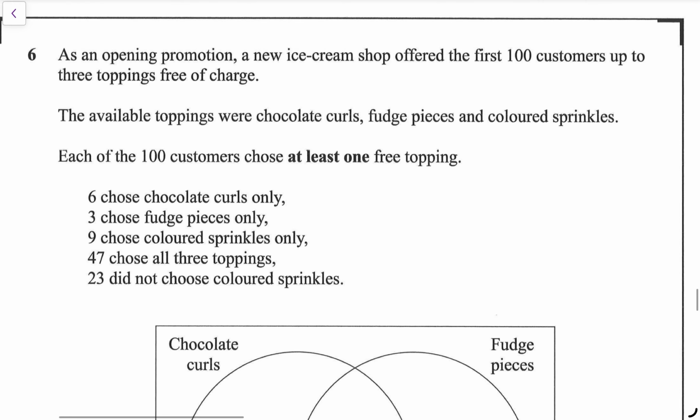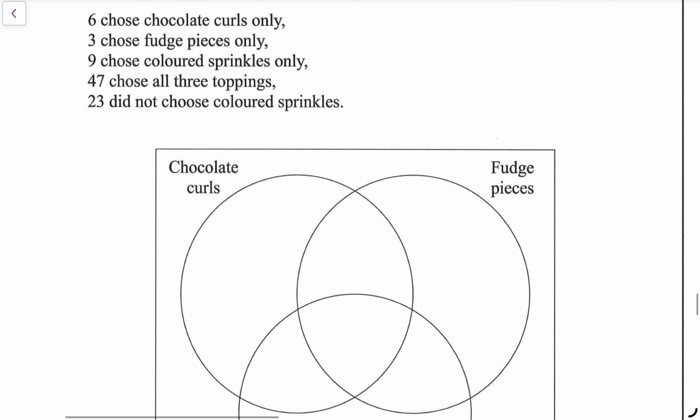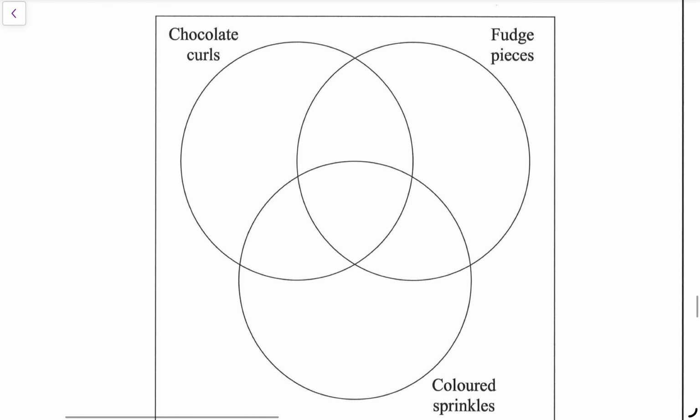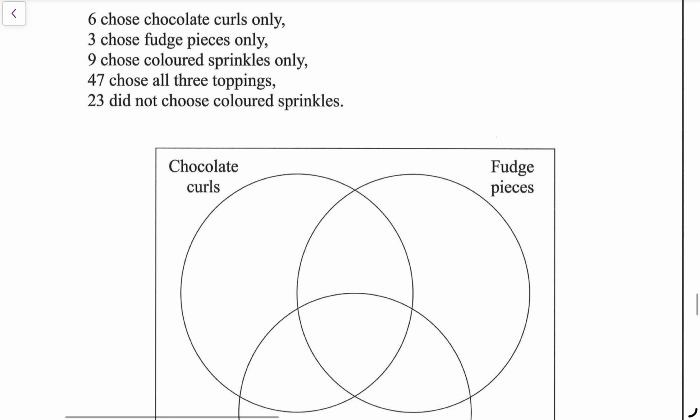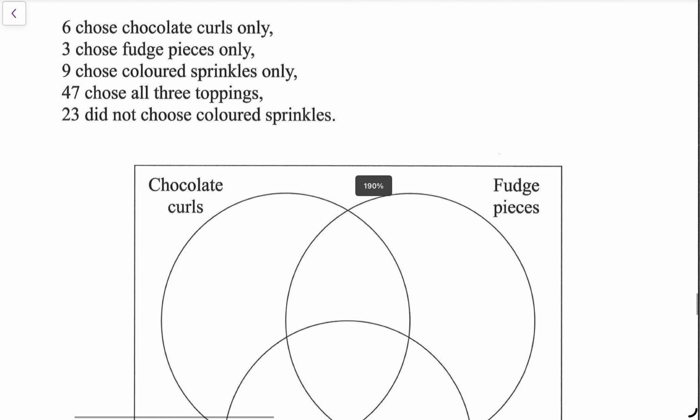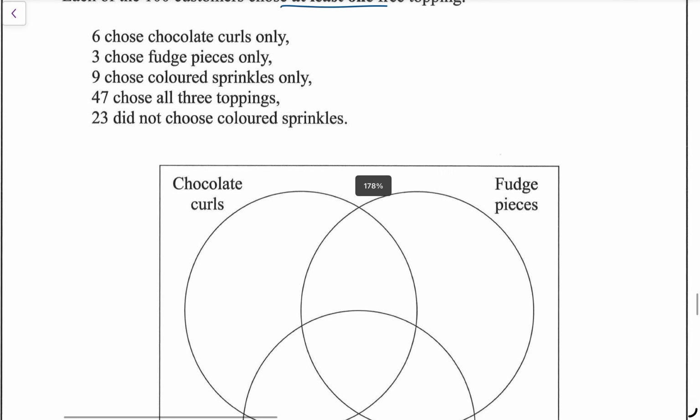Okay, right. As an opening promotion, a new ice cream shop offers the first 100 customers, so 100 people in total, up to 3 toppings free of charge. The available toppings were chocolate curls, fudge pieces, and coloured sprinkles. Each of the 100 customers took at least one. So that means there's nobody in this outside bit. We'll mark it in first. That's a 0 here.